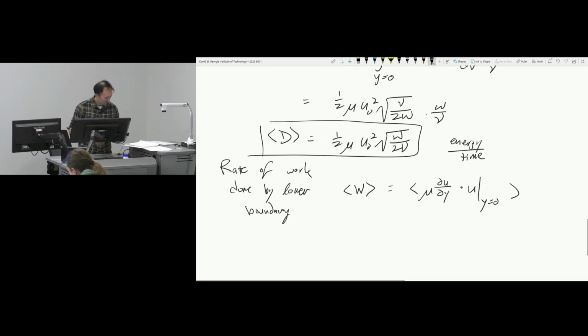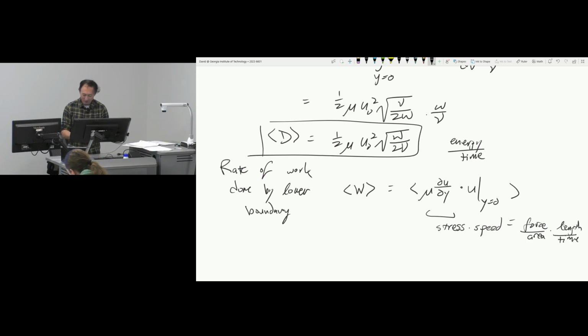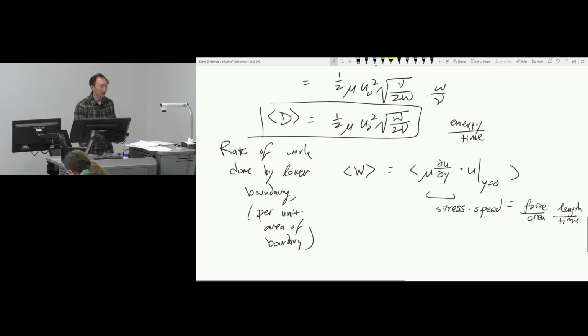So the rate of work done at the boundary, basically I've got my stress, so this is my stress times my speed. Why is that? It should go like this: force over area times length over time. Force times length gives you energy, and you're dividing by time. So it's the rate of work done by the boundary per unit area of boundary. That's the exact thing we're calculating here, because the bottom plate is an infinite plate in both directions, so the best I can do is calculate it per unit area.